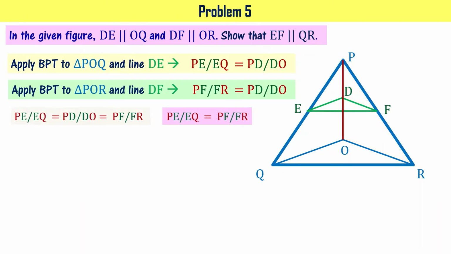It means PE by EQ equal to PF by FR, right? It suggests that EF divides PQ and PR of triangle PQR in the same ratio.